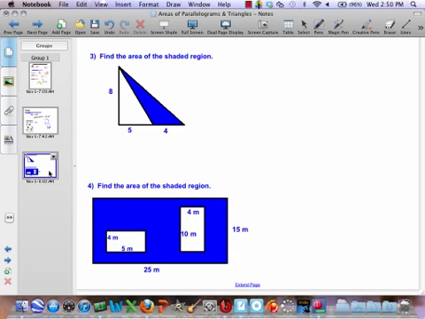So to find the area of the shaded region, keep it simple, guys. Take a look at the number 4. Let's say that's the floor plan of the kitchen. And I've got this table over here, and this table over here, and I need to know the square footage of space that I need to tile. How would you do that? Keep it simple.